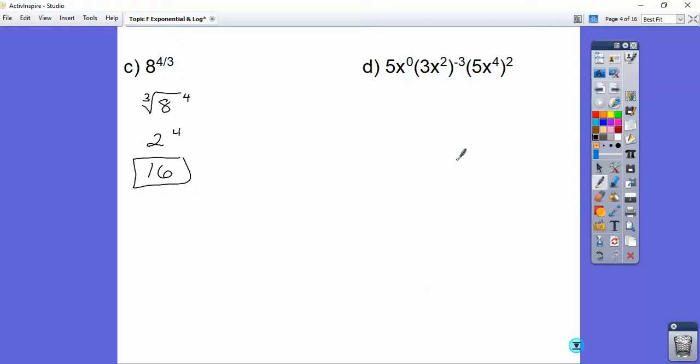All right, D. Let's start with that parenthesis. What do I have to do with it? Put it on the bottom. That whole thing has a negative power, so that whole thing drops down. And it becomes a positive 3.